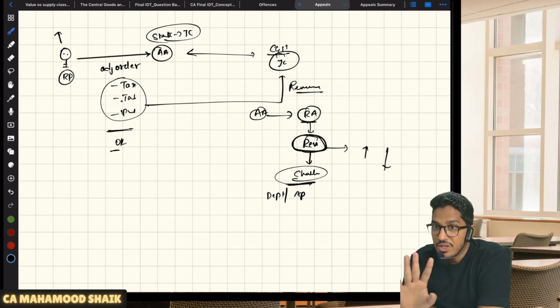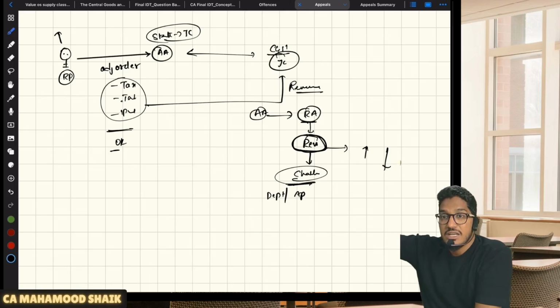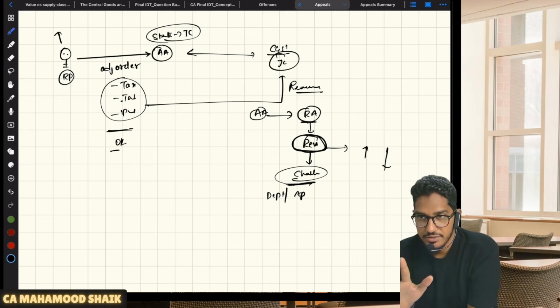Here you should not come to appellate authority. That means you should not come to commissioner appeals or additional commissioner appeals. Directly go to GST-AT. The proceeding will start from GST-AT. I hope you are able to get it.